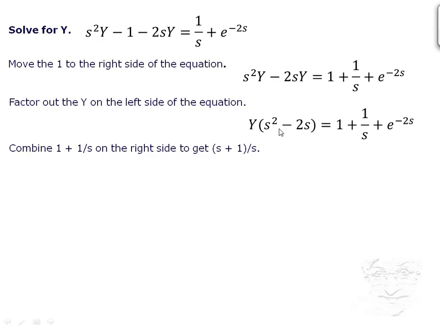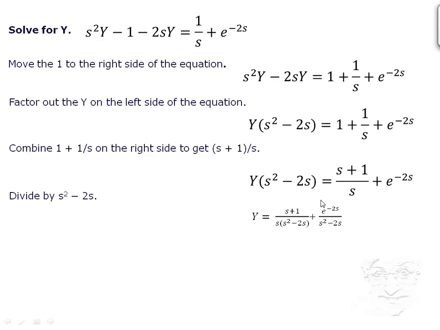Before I do that, let me combine these two terms on the right side. When I add 1 plus 1 over s, 1, remember, is s over s. So you get s plus 1 over s. And now divide both sides by s squared minus 2s. And that's going to put an s squared minus 2s here in the denominator. And it's also going to give me e to the negative 2s over s squared minus 2s.